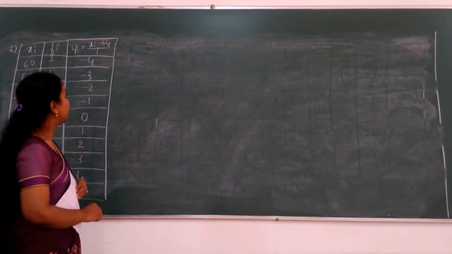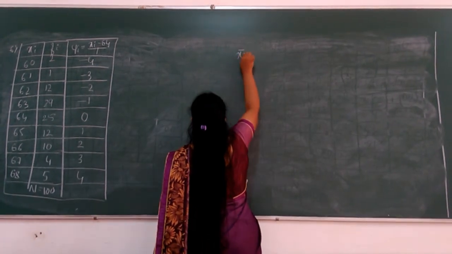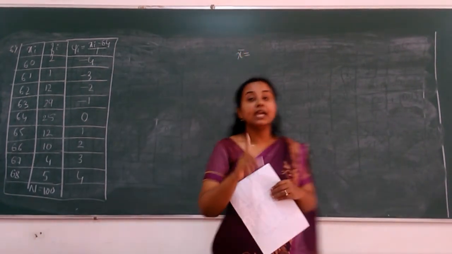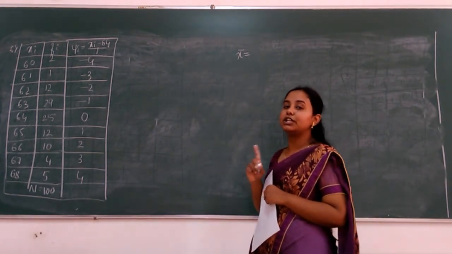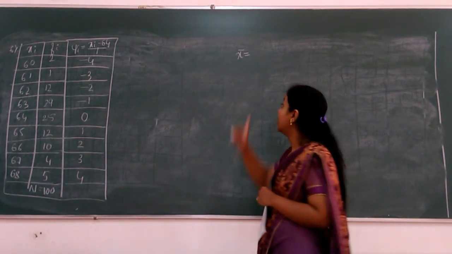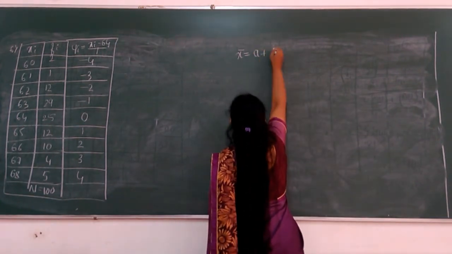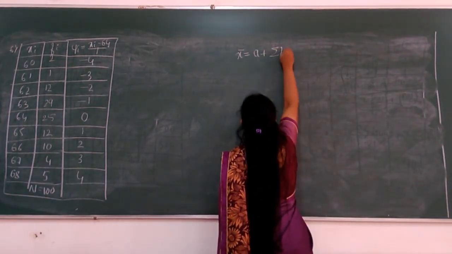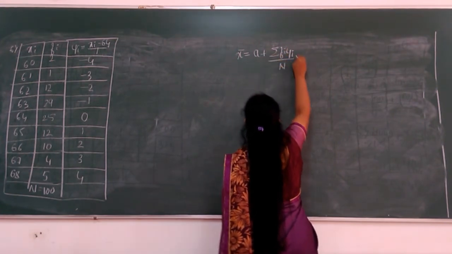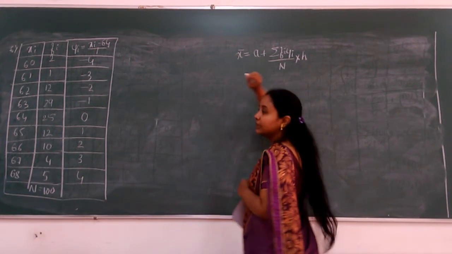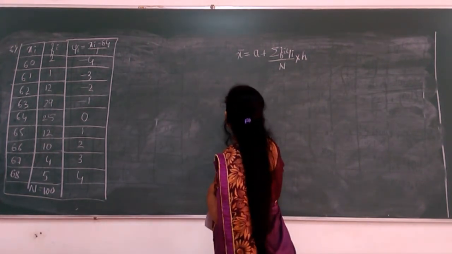Okay, now before that, let me write the formula to calculate the mean and variance. As we are diverting xi's to yi, even the mean formula changes. It is not the sum of all the observations divided by the total number of observations. What will be the mean formula? It is the assumed mean plus the sum of fi into yi divided by the total frequency, into the width. Okay, this is the mean formula. Next, what is the variance formula?